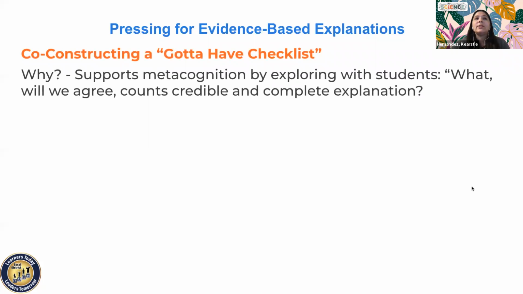So for today, we have 3 major parts that we're going to look at. The first is co-constructing a gotta have checklist. And I think the keyword here is co-constructing. This isn't something that we're just giving to students, but rather we're pulling these ideas out of students, seeing what they're identifying as the most important parts.